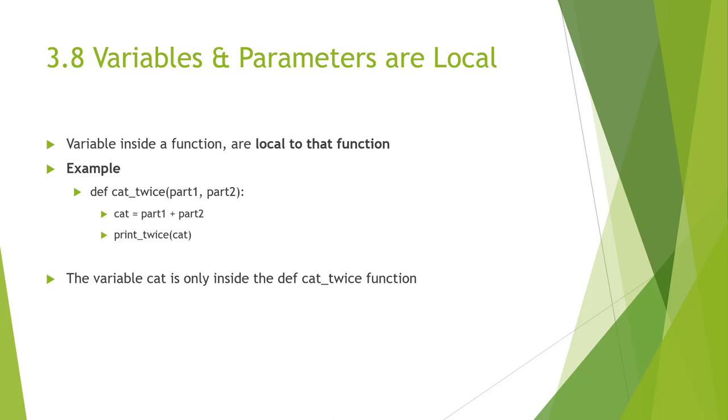So here we have an example where we have two variables going in, or two arguments going into a function. Those arguments inside the function are declared, and then will be operated on. But again, the arguments are local. So once the argument is passed to the function, it becomes a parameter. That parameter stays inside that function. Here, the variable cat is only inside the function cat twice.